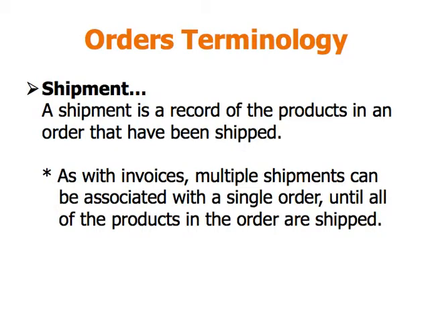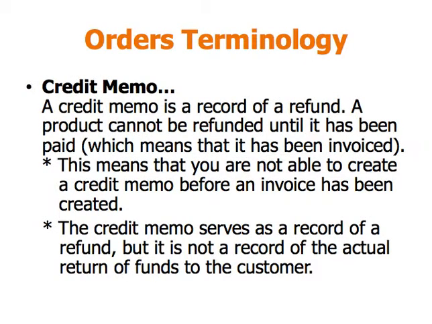Shipment. A shipment is a record of the products in an order that have been shipped. Go figure, right? As with invoices, multiple shipments can be associated with a single order until all of the products in the order are shipped. So that's that. Moving forward to a credit memo.